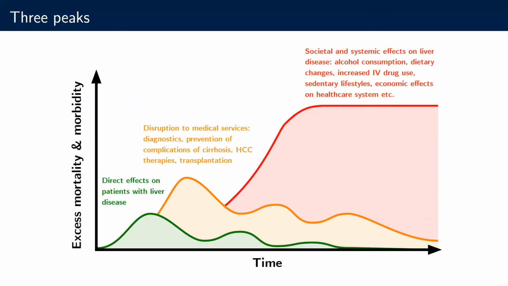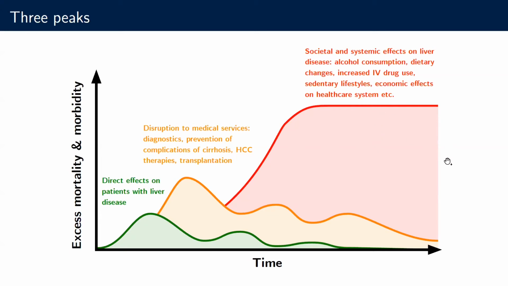I just wanted to mention briefly indirect effects. This is more conjecture, but if one looks into reviews of coronavirus's effect on almost any disease, one often sees diagrams like this. So direct effects, as in of infection on the patients, the disruption to medical services as a second wave, a second peak. Here I've mentioned diagnostics, prevention of complications of cirrhosis, HCC therapies, and then societal and systemic effects as a third peak in terms of alcohol consumption, dietary changes, drug use, sedentary lifestyles, etc.